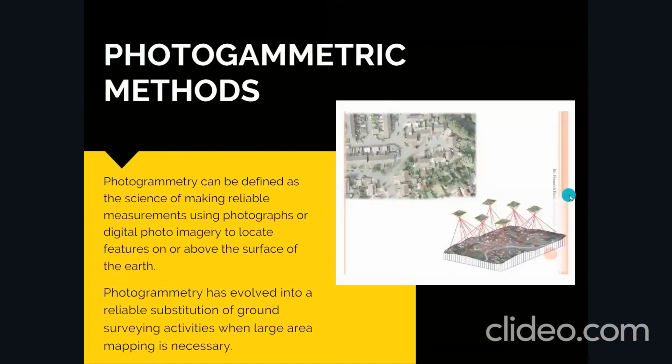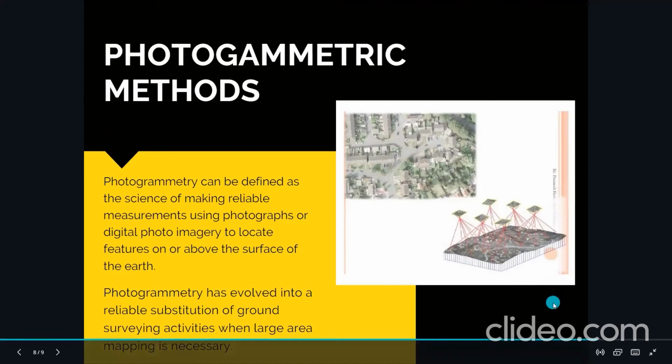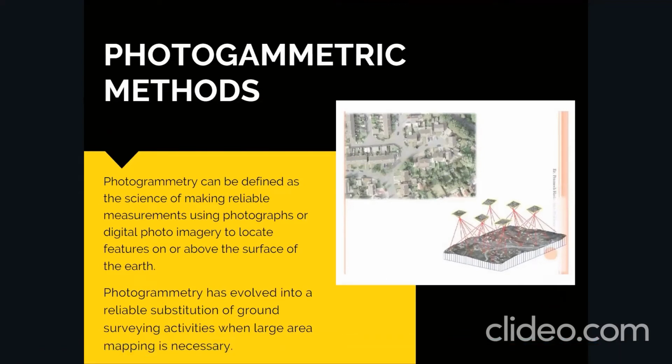Lastly is the photogrammetric methods. Photogrammetry can be defined as the science of making reliable measurements using photographs or digital photo imagery to locate features on or above the surface of the Earth. Photogrammetry has evolved into a reliable substitution of ground surveying activities when a large area of mapping is necessary.